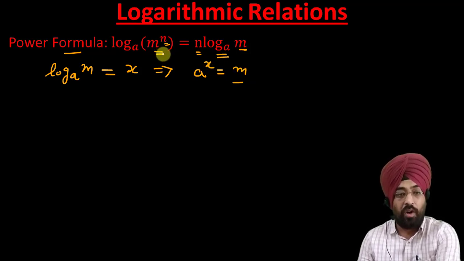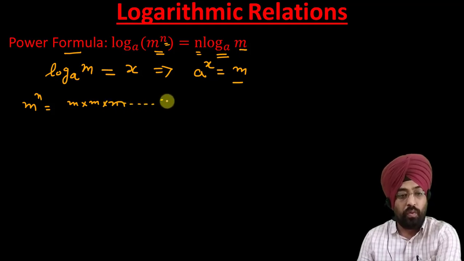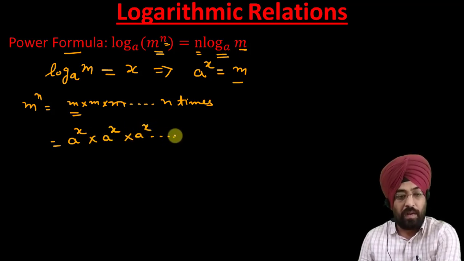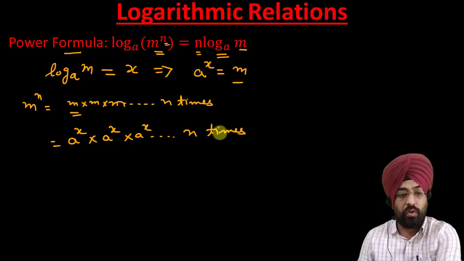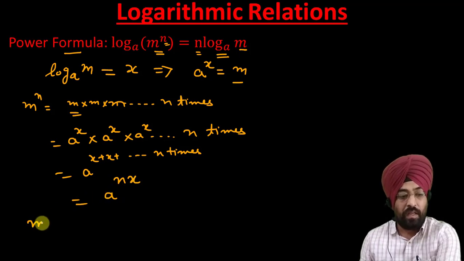Now we have to find log of m raised to the power n. m raised to the power n is equal to m cross m up to n times. So what is m? m is a raised to the power x, so it is a raised to the power x into a raised to the power x into a raised to the power x up to n times. So it is a raised to the power x plus x, n times. So x plus x n times becomes nx. So it is a raised to the power nx. Now we have m raised to the power n is equal to a raised to the power nx.